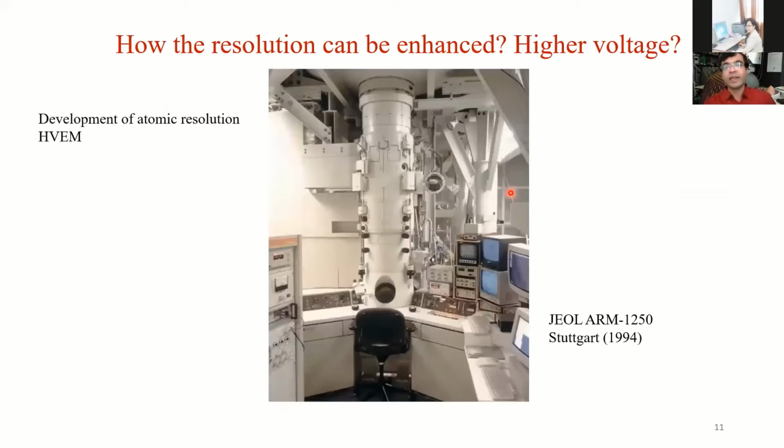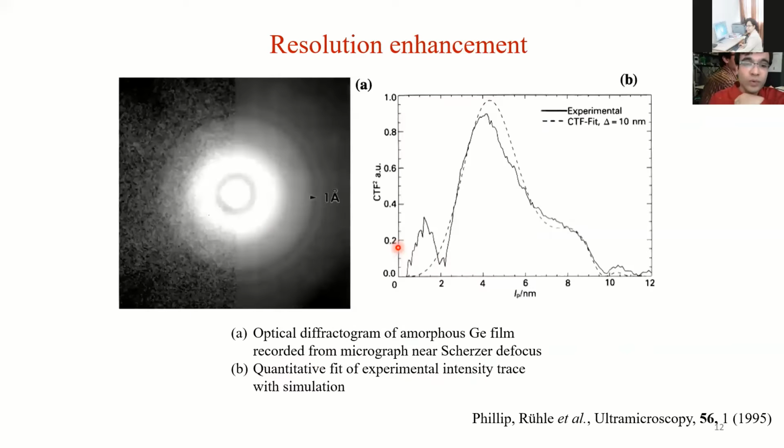In the 80s and 90s, this is the instrument. Hitachi and JEOL developed this mega electron volt electron microscope. You have the accelerator component on the top of it and your imaging here. This significantly improved resolution. The target at that time was 1 angstrom structural image resolution. When we employed this microscope, we got 1 angstrom resolution.